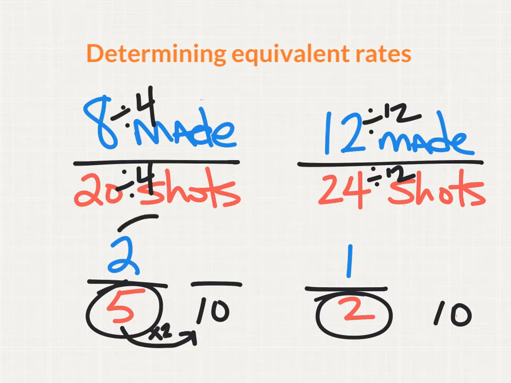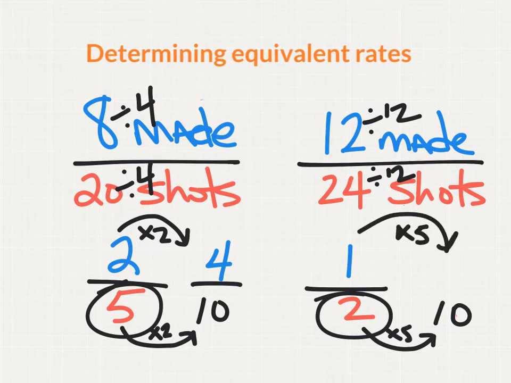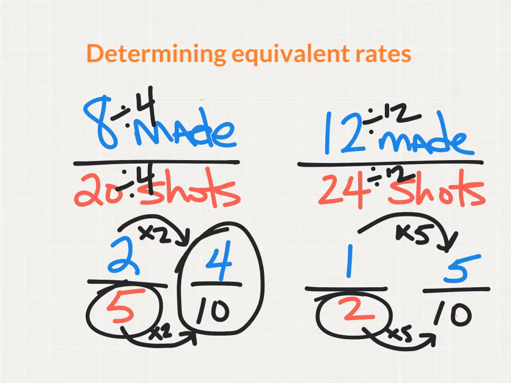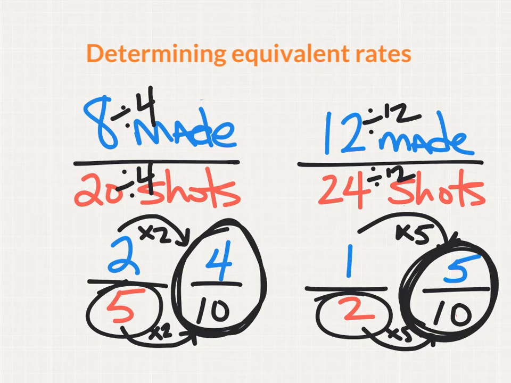So I would do the same thing to my numerator, which would give me 4 shots made for 10 shots taken. And if I scaled 2 up to 10 by multiplying by 5, I would do the same thing to my numerator. And your rate would become 5 shots made for 10 shots taken. So I would make 4 shots out of 10. You would make 5 shots out of 10. These are different rates. You shot better than me. These rates are not equivalent.